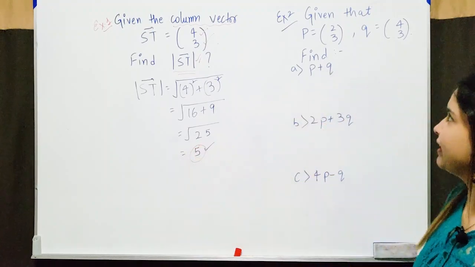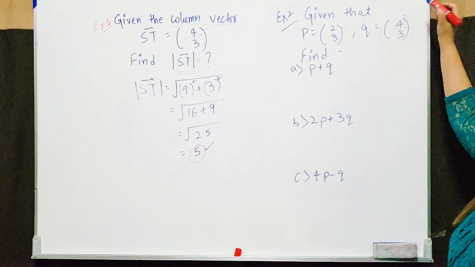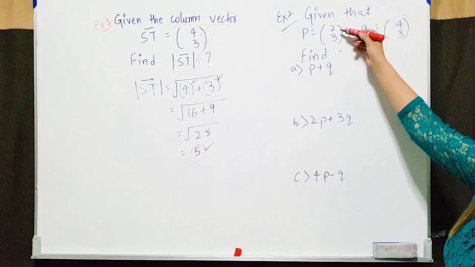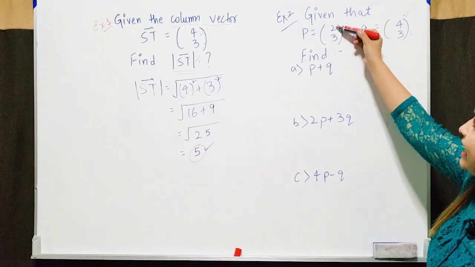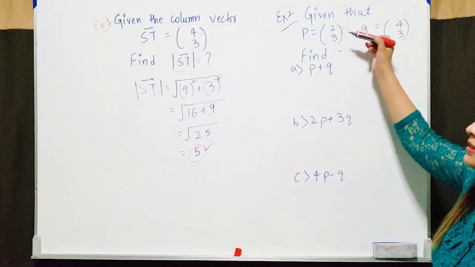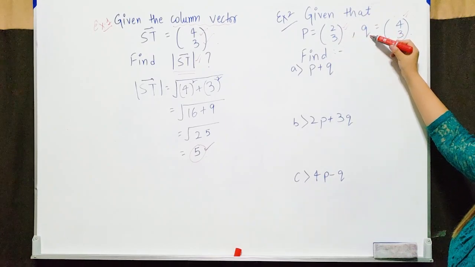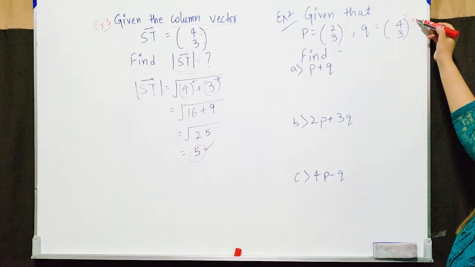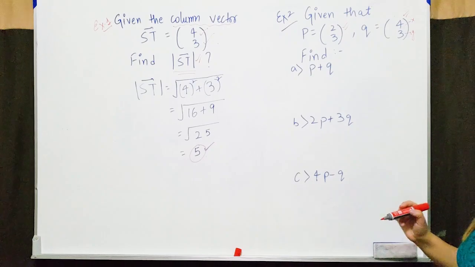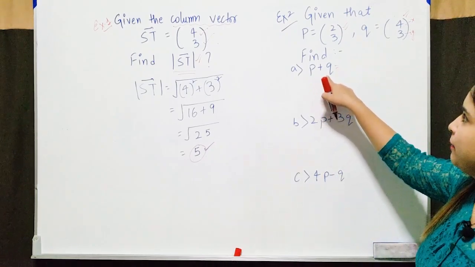Now, come to the next question. In this question, I have two column vectors. The first vector P is (2, 3). I have two coordinates: the x coordinate is 2 units, the y coordinate is 3 units, and the next vector Q has coordinates (4, 3). This is the x coordinate, this is the y coordinate. Now you have to find first P plus Q.